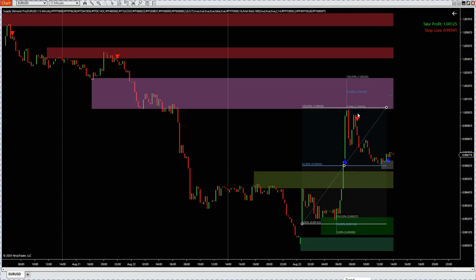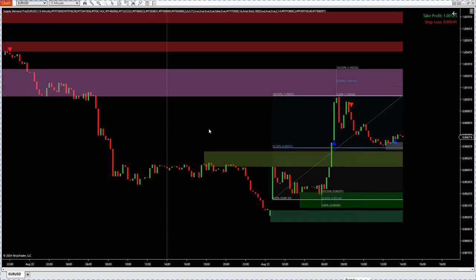So that's when you have these zones already plotted out. It makes it a lot simpler, the price levels are a lot easier to find, and the way the zones are representative makes it even more effective.